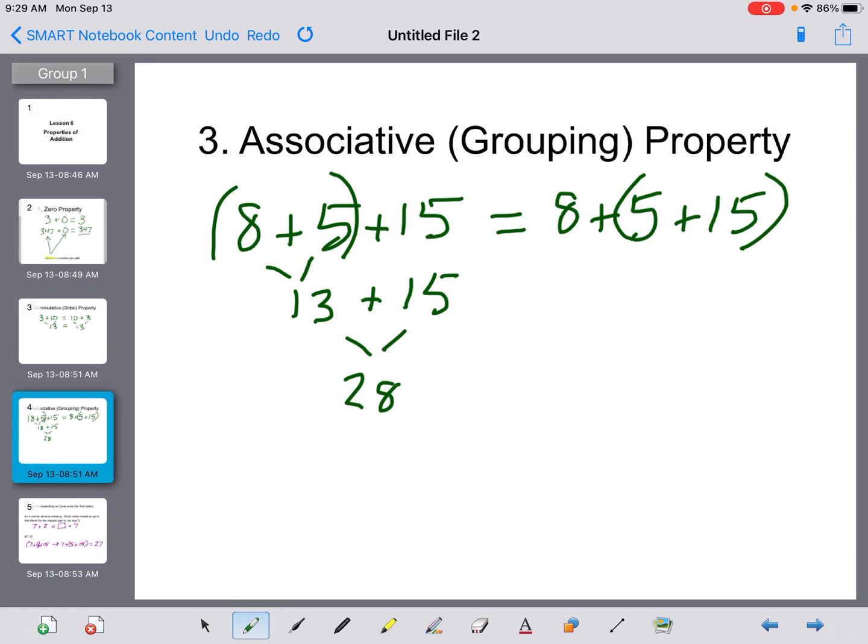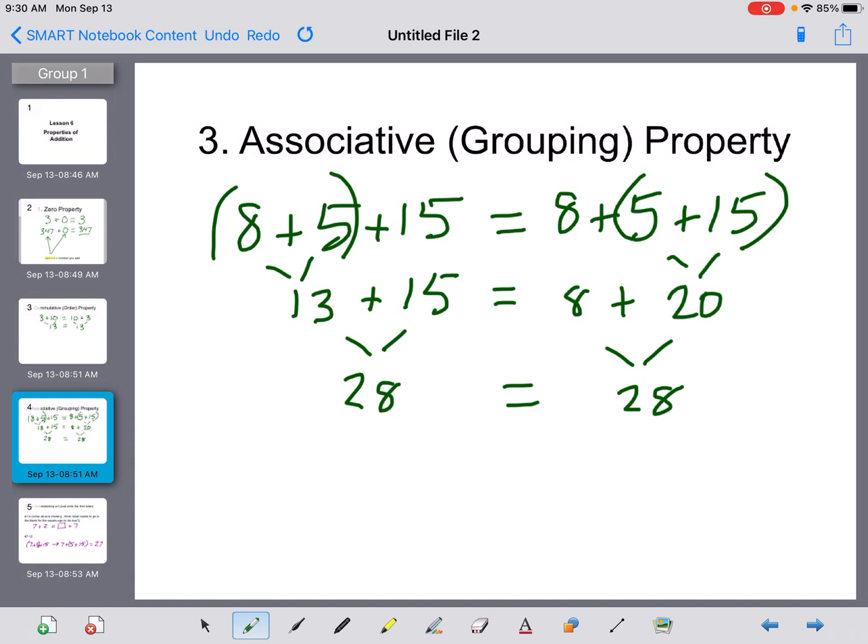So in this case, 5 plus 15 gets you a 20. So now we have an 8 over here, and we do 8 plus 20 gets us a 28. So all of these things are equal. So no matter which addends you group together and add first, you're going to come up with the same answer.